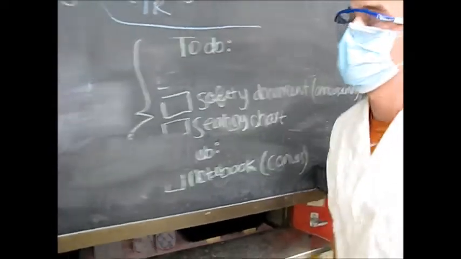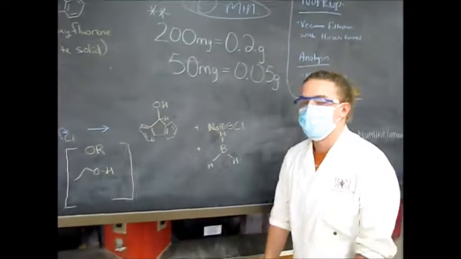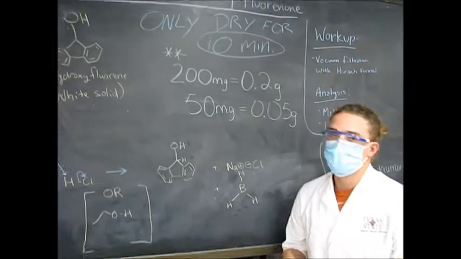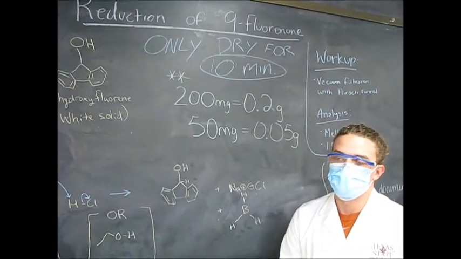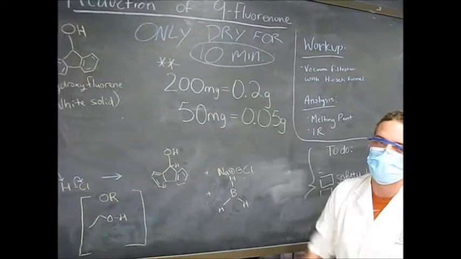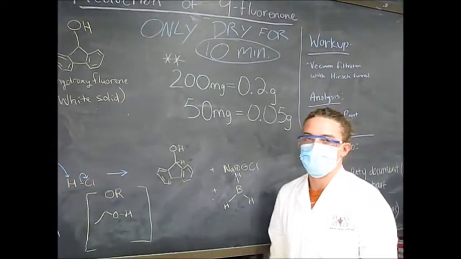And then just a side note, whenever we're drying our product after we do the vacuum filtration in the oven, make sure that you only dry the product for 10 minutes. In the manual it says 20 to 30 minutes, but that's a bit too long, so we're just going to do 5 to 10 minutes. The white solid will get kind of flaky, and that's how you'll know that it's nice and dry.